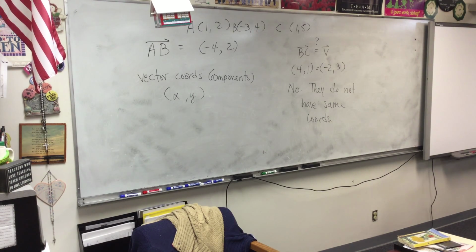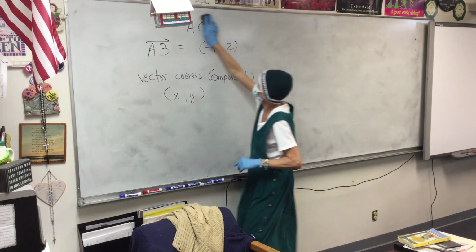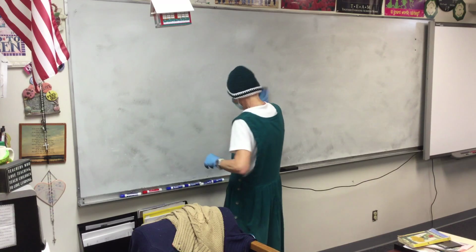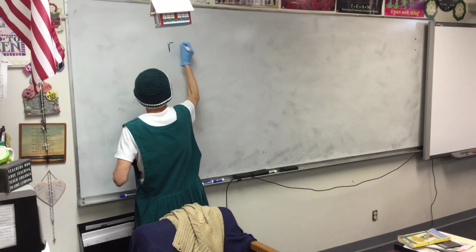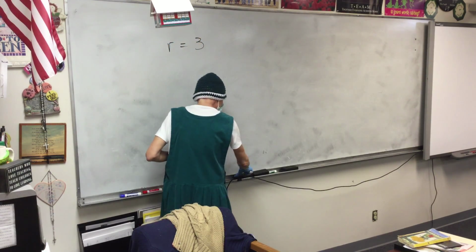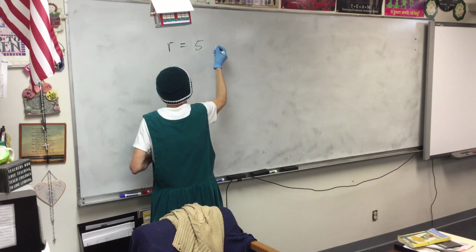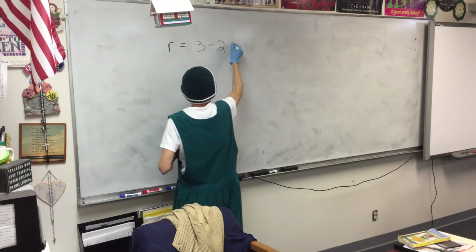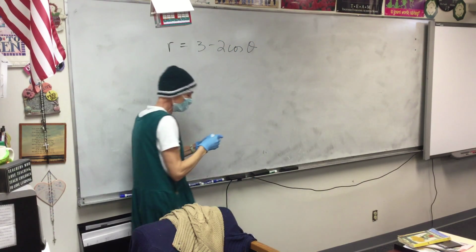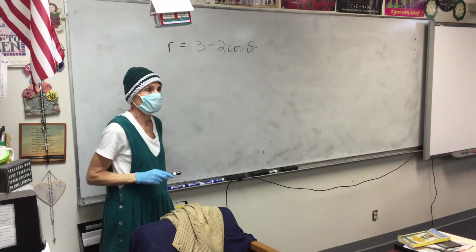So, we're going to start with a new equation today. A different kind of equation, not a rose. This is going to be a different shape. So, I'd like you to type in on your calculator, let's make it a little bigger than that. Let's say 5, no, let's stick with 3. That's a 3 minus 2 cosine theta.